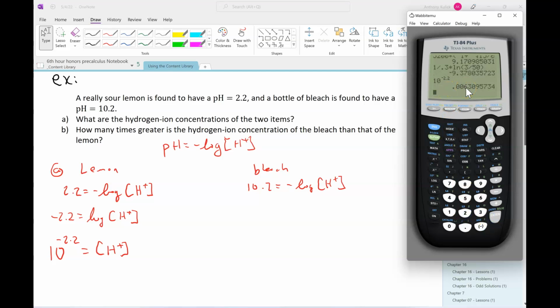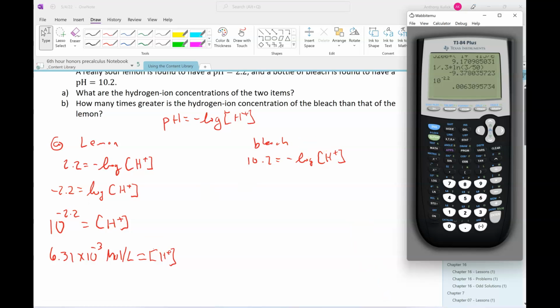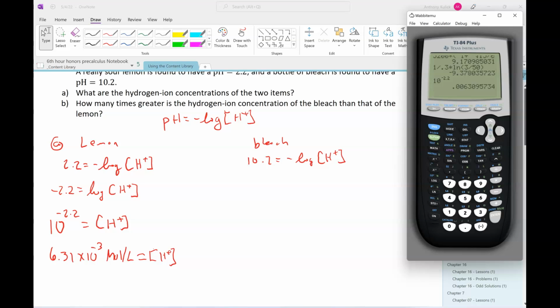So I get 0.00631. I'm going to write that in scientific notation. You'll see why I chose to use scientific notation in a moment. Actually, we'll say it right now. I chose to write this in scientific notation because a base can have more or less hydrogen ions than an acid.